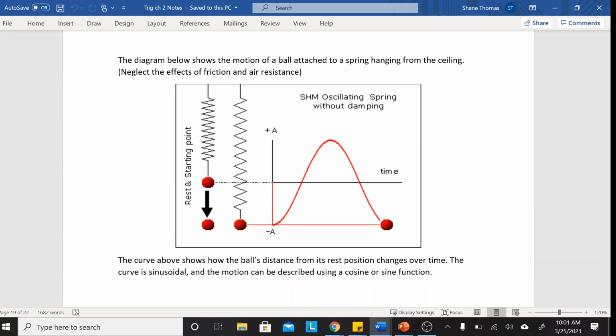This diagram below shows the motion of a ball attached to a spring hanging from the ceiling. If I had a spring hanging up here and a ball attached to the end, and I pulled it down, what's going to happen when I release it? It's going to go boing, boing, boing, like that. It's going to make that funky noise.